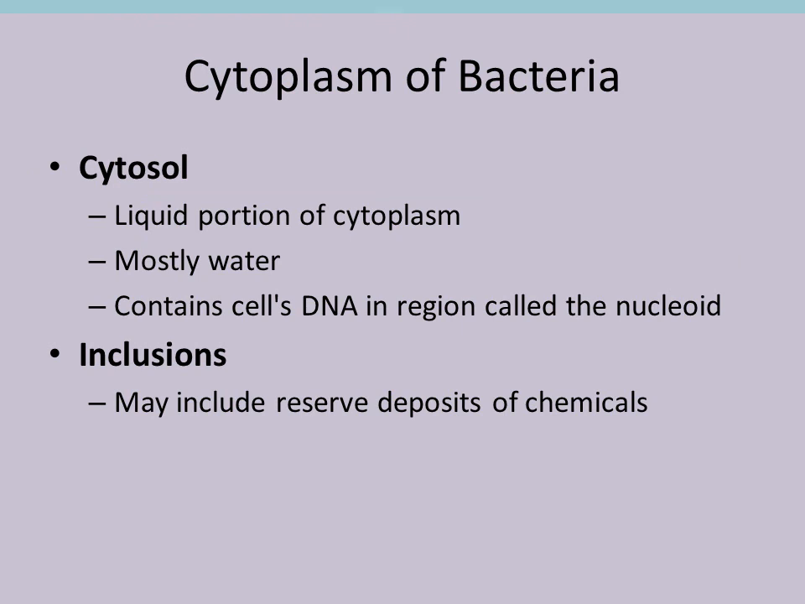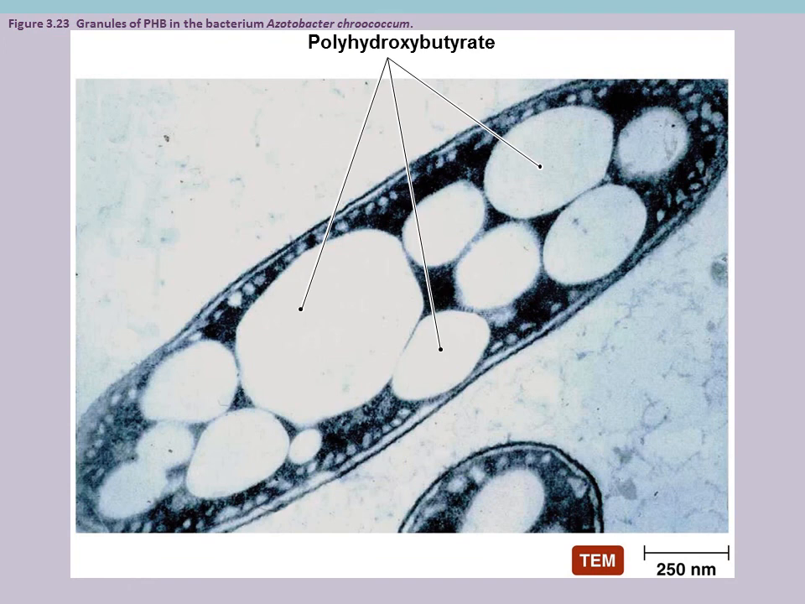If we move into the cell, you've got cytoplasm. The cytosol is the liquid portion. It's mostly water. It does have, in a particular area referred to as the nucleoid, the DNA. It may also have inclusions, not all cells, but some may have inclusions, which is where you have different chemical deposits. This is an example of some inclusions in one particular bacteria.